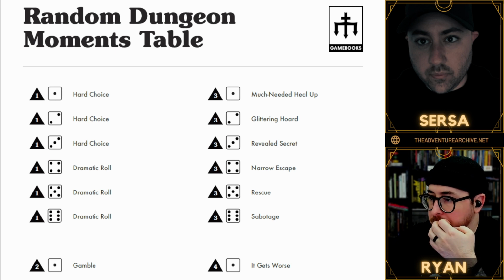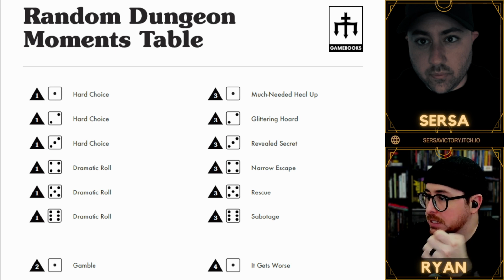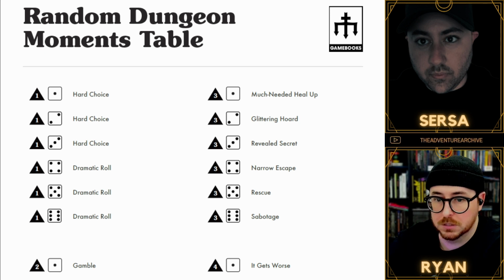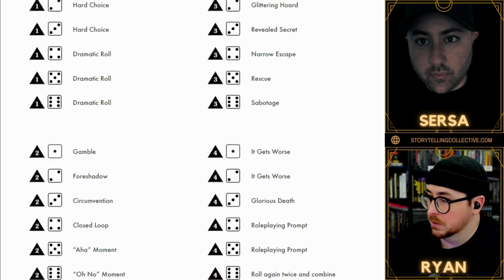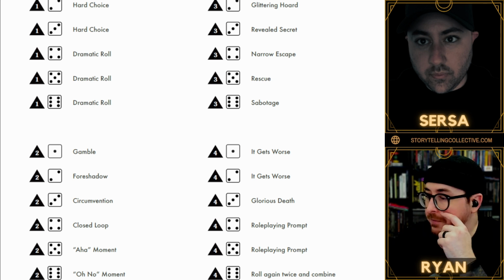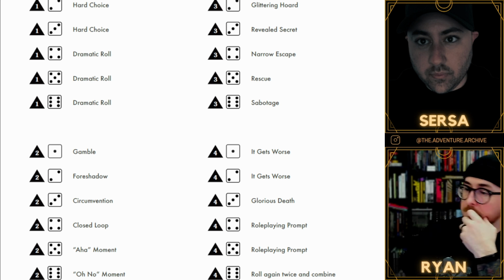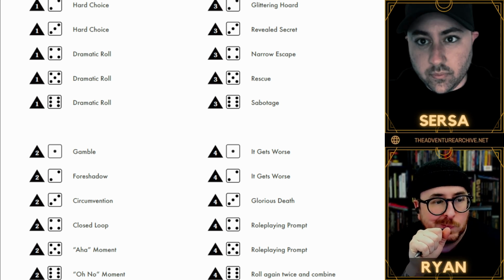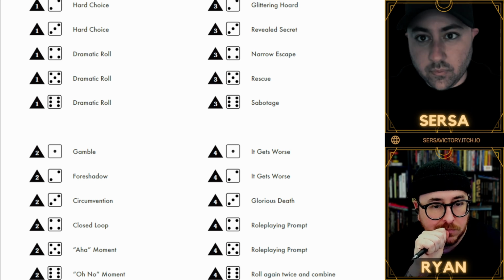Random dungeon moments table. All right. It's a D4, D6. So let's do 1D4, add 1D6. All right, let's roll on that. I got a 45, a role-playing prompt. Gotcha. So the moment that this clue, or the search for this clue, involves a role-playing moment. So I'm going to go ahead and pop that.